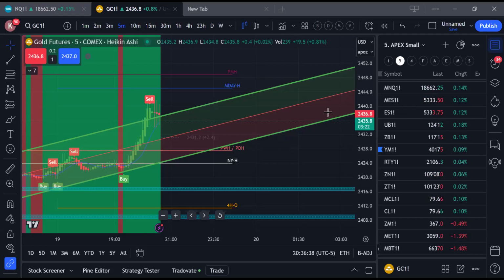So wait for the right setups and take the trades. As I told you, if a ticker is bullish and you wait for the bottom, you will make huge profits. If a ticker is bearish, wait for the top, you will make huge profits.